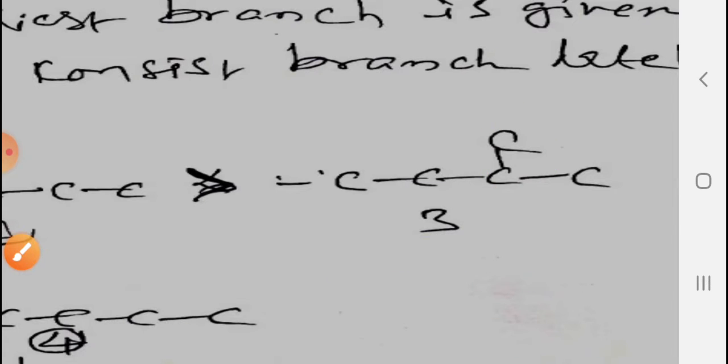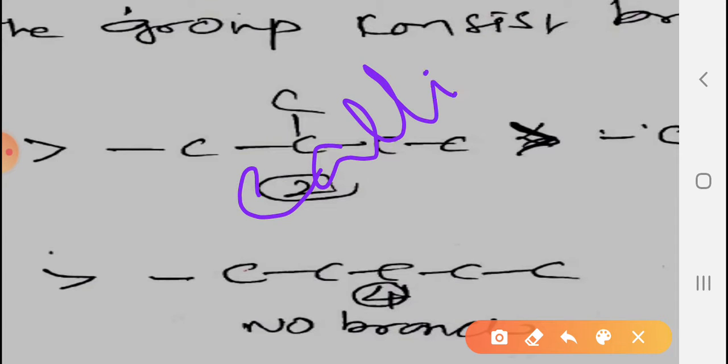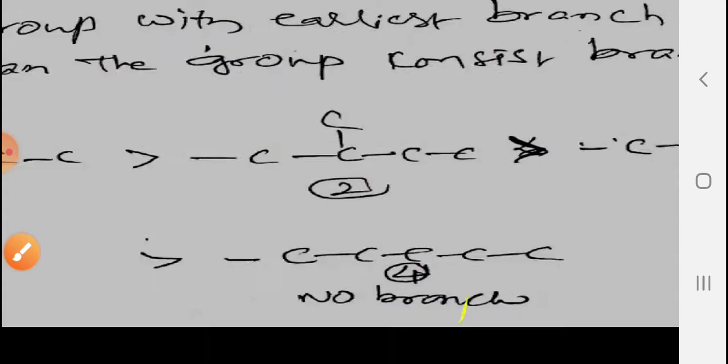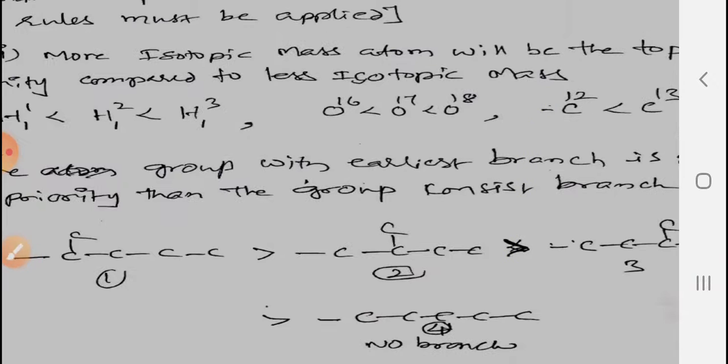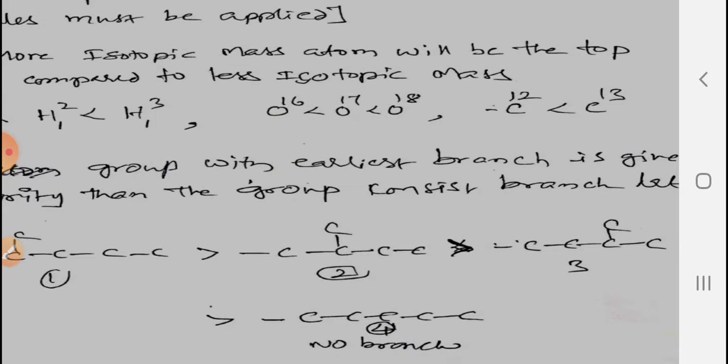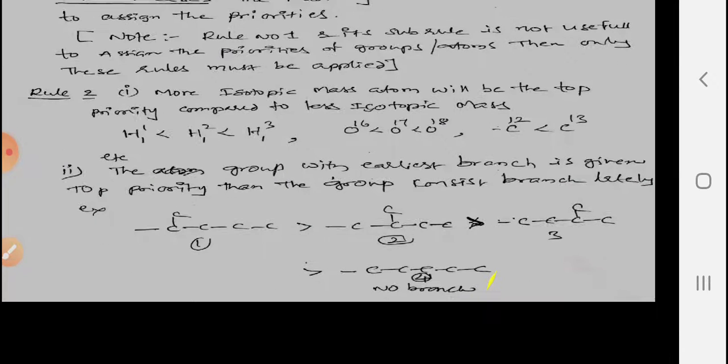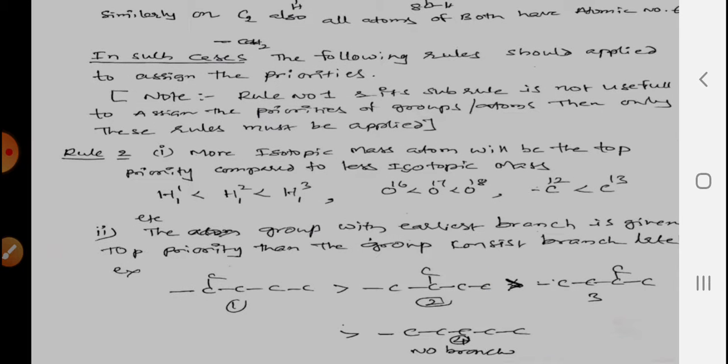In the other case, it is n-pentane, no branches. All are pentyl groups, C5H11 groups, but here we got the earliest branch and the remaining are all late branches. For example, see here: branch on the first carbon, branch on the second carbon, and coming to the third carbon, no branch. Hence the order is: first the earliest branch, next branch, then no branch. It is the order to assign the priority.